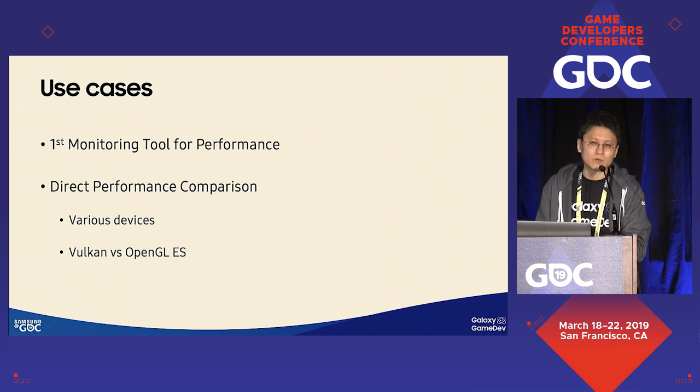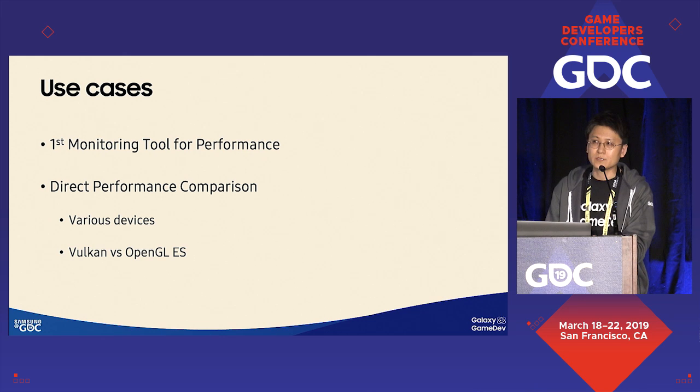You may wonder where GPUWatch can be used. Let me introduce two typical use cases. First, you can use GPUWatch as your first monitoring tool for performance. Because GPUWatch can be used just with your device, you can activate it anytime whenever you want to monitor the performance. You can use GPUWatch as your performance monitoring tool.